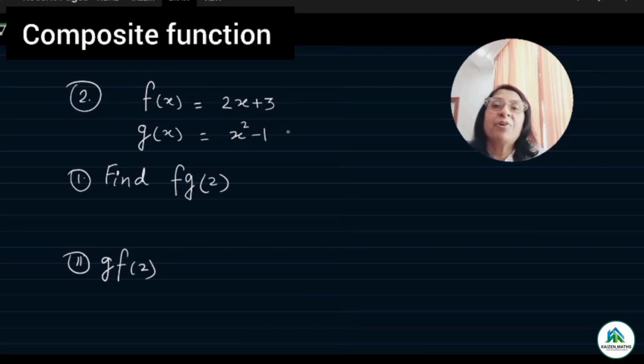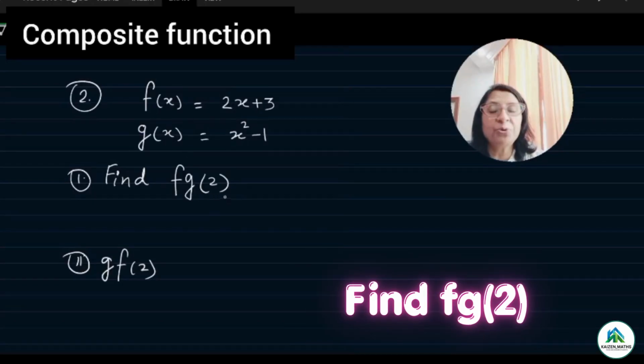Okay. So what we have seen that, now look at this question. Here we have f of x is 2x plus 3 and x square minus 1 is our g of x, right? So you have to find out f of g of 2. How to find out this? Let's see this. F of g of 2.